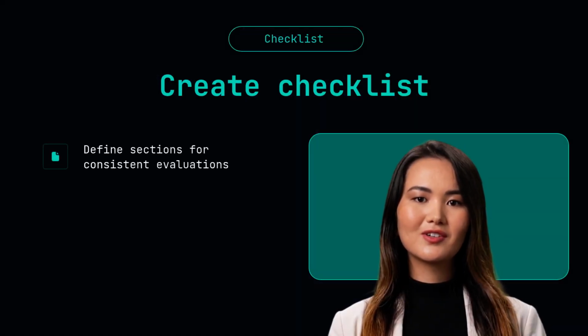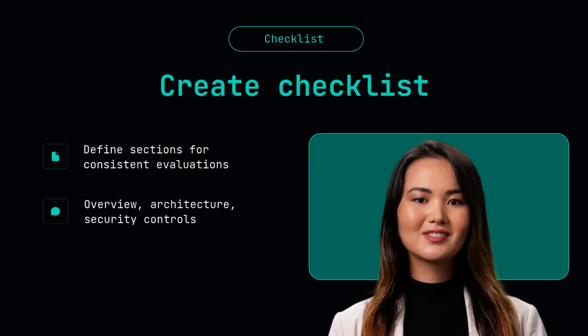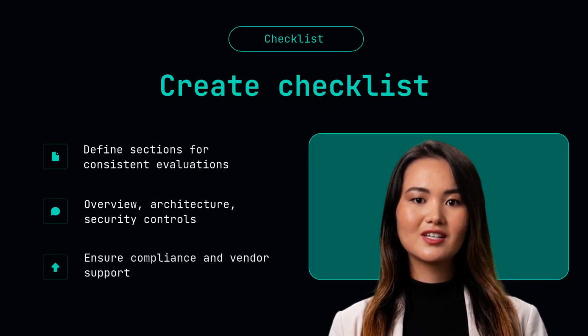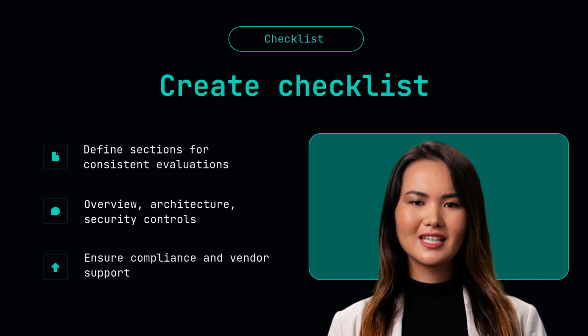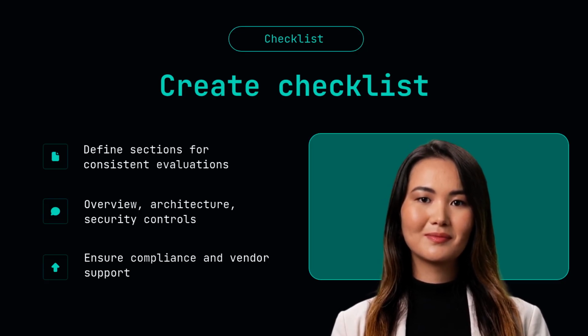Prepare your assessment by creating a checklist in eAuditor. Clearly define sections and response types for consistent evaluations. Include software overview, architecture, and security controls. Ensure compliance and vendor support are assessed. Align with standards like ISO and data protection regulations.